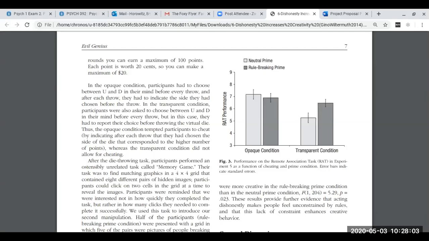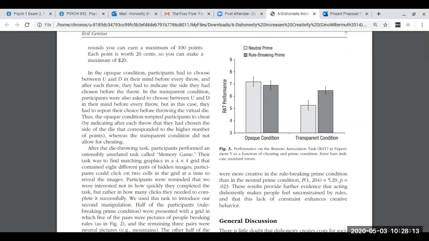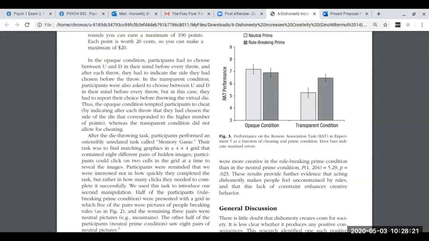We used this task to introduce our second manipulation. Half of the participants, which we called the rule-breaking prime condition, were presented with a grid in which 5 of the pairs were pictures of people breaking rules, kind of like the ones you saw up above. And the remaining 3 pairs were neutral, so mountains or a school or something like that. The other half of participants in the neutral condition just saw 8 pairs of neutral pictures.